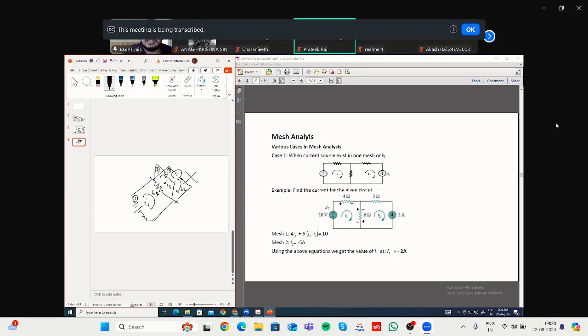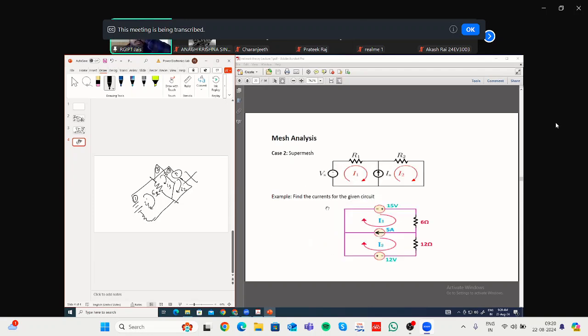Now, next, we are considering the super mesh. So, what is the problem in a super mesh? A super mesh happens when there are two meshes and there is a common element, and that element is also an independent current source. It can be dependent also, but here it is independent. So when the current source is common between two meshes or more than two meshes, this concept of super mesh comes into the picture.